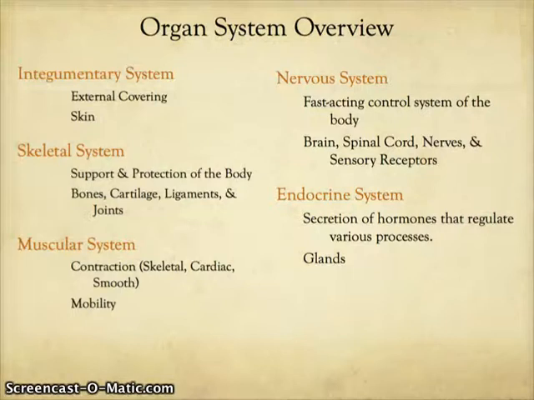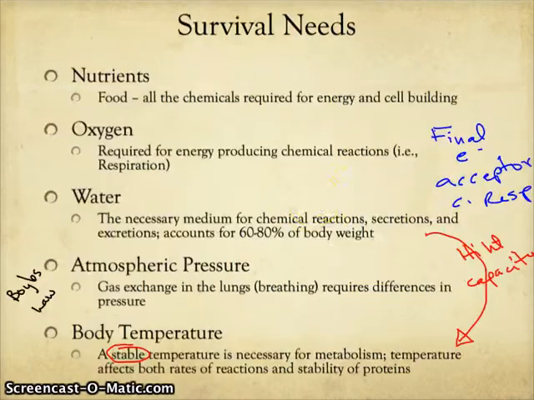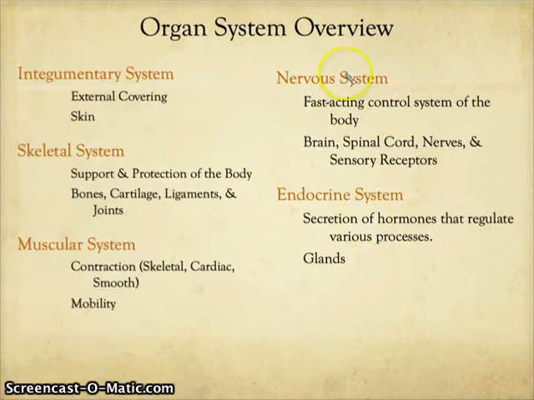All right, so that brings us to the basic organ systems. Now the big thing that you want to do as we go through the organ systems is be tying each organ system to a specific function or survival need. In other words, we've talked about the necessary life functions: boundaries, movement, responsiveness, digestion, growth, metabolism, excretion, reproduction. We've talked about survival needs of nutrients, oxygen, water, atmospheric pressure, and body temperature.